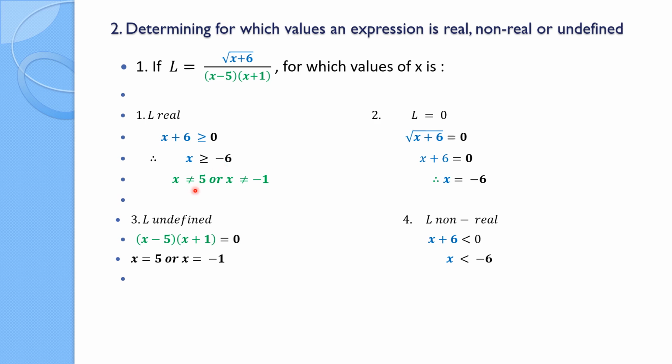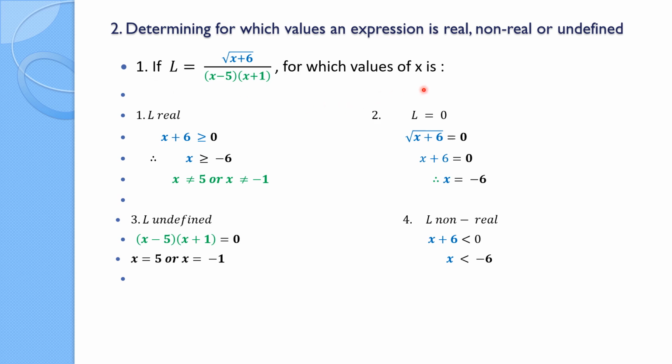Take note, there's also a restriction. X there can't be 5, because 5 minus 5 would give me 0, and anything divided by 0 is undefined. X cannot equal minus 1, because minus 1 plus 1 would also give me 0. Anything divided by 0 would then be undefined. So there, whenever we ask real, we want to ensure that the square root is positive, not negative.